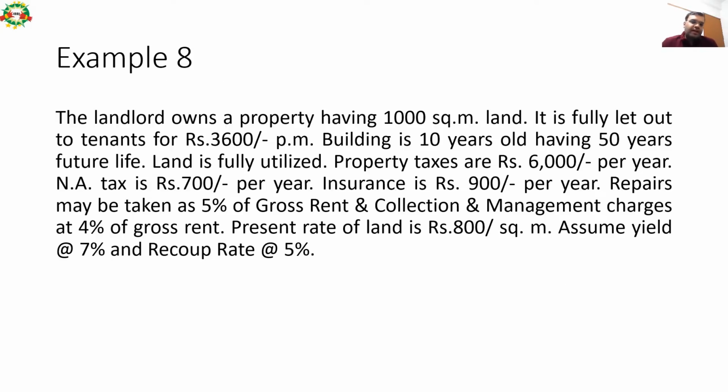Example 8. The landlord owns a property having 1,000 square meter land. It is fully let out to tenants for 3,600 rupees per month. Building is 10 years old, having 50 years of future life. Land is fully utilized. Property taxes are 6,000 rupees per year. NA tax is 700 rupees per year. Insurance is 900 rupees per year. Repairs at 5% of gross receipt. Collection management charges 4% of gross rent. Present rate of land is 800 rupees per square meter. Assume yield 7% and recoupment 5%.